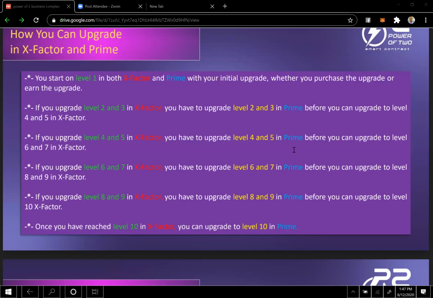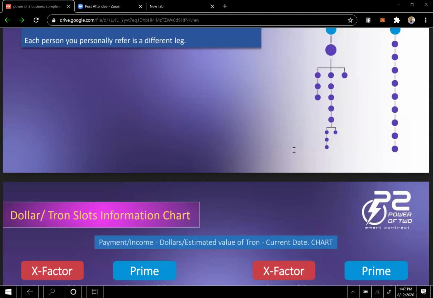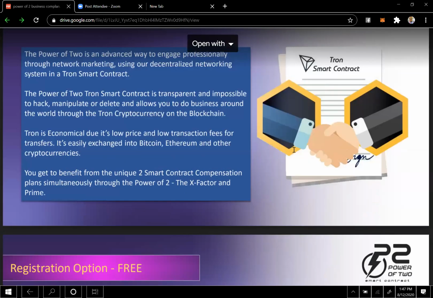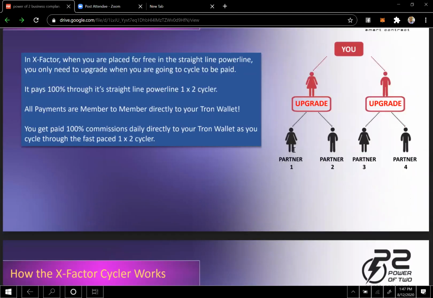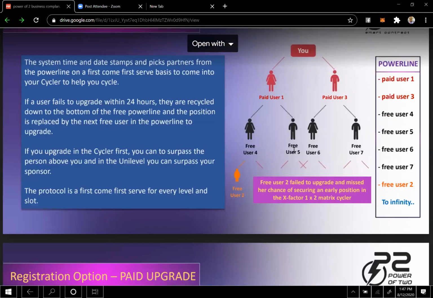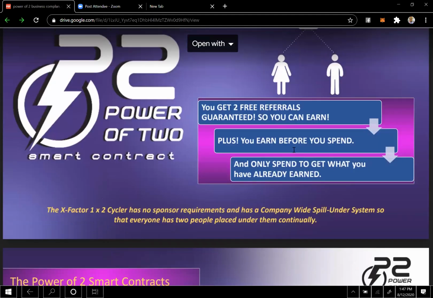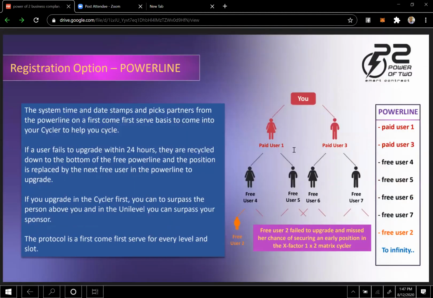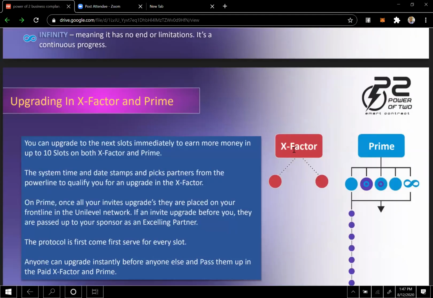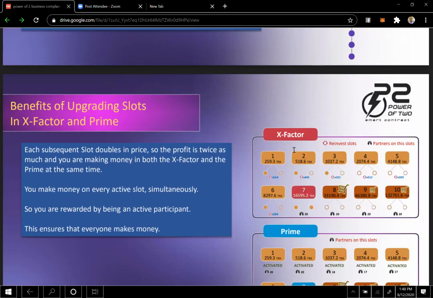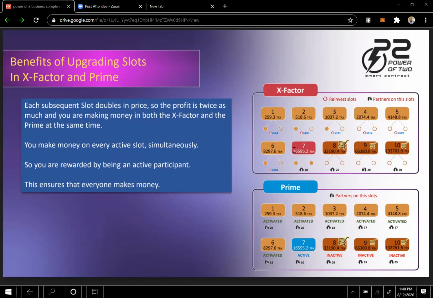Some of my colleagues have joined today for the first time, so I'm just going back to the X factor. In X factor 2, please open the slide. Initially, 2 referrals will be given by the system in slot number 1. You upgrade and go through slot number 1, and when you upgrade to slot number 2, you also get 2 people from the system as well. So basically, in X factor, in all the slots, 2 people are given to you from the system, whether you bring them or not.